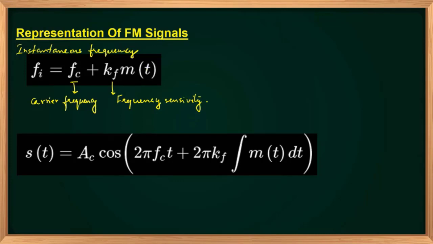And m(t) is the modulating signal. Single tone means a single frequency component. So we'll consider only one frequency component, that is, m(t) is taken as a pure sinusoidal wave. In that case, we can calculate the deviation and also the modulation index very easily. Right, m(t) is the modulating signal.